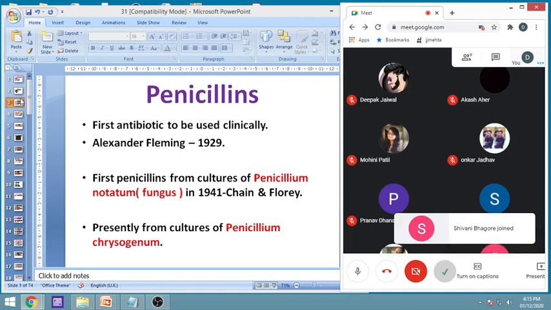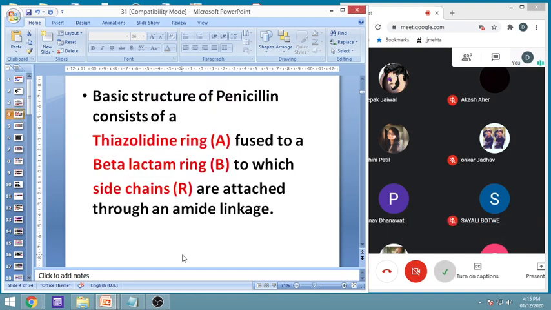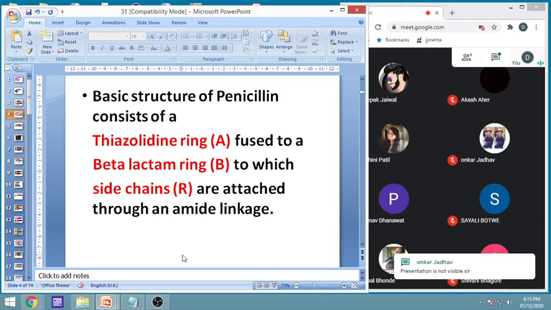This penicillin has a typical structure. Two rings are there. One is the basic ring, which we call the thiazolidine ring, which is fused to another ring, the beta-lactam ring, and to this beta-lactam ring various side chains are attached. Now this you can study in medicinal chemistry. We call it structure activity relationship. So what is the impact of various substitutions at various places, and accordingly we can get a variety of molecules. This is what we call structure activity relationship.